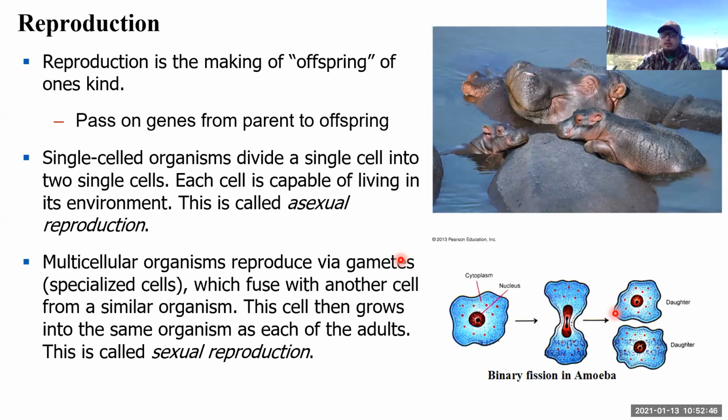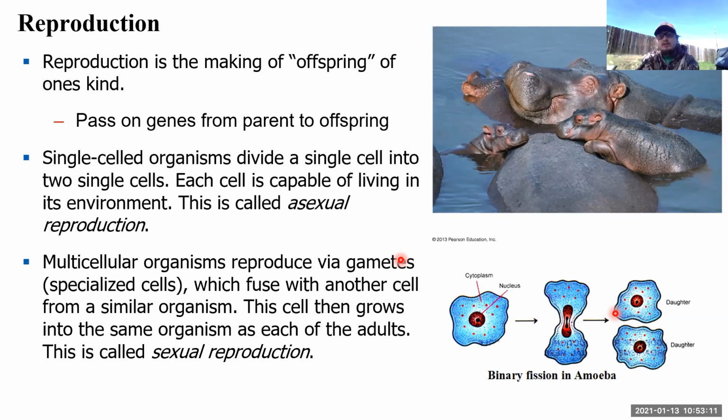Reproduction is another property of living organisms. They have to be able to reproduce to generate offspring of their own kind. That mechanism is really important because it's passing genes from parent to offspring. It's allowing those characteristics that make the organism successful to be passed on.